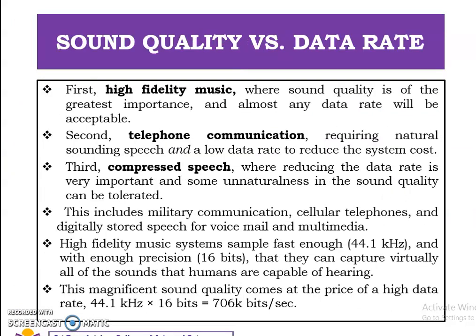Next, the quality of the sound is very important. High fidelity music we already discussed. Then telephonic communication, where some sort of quality is required, and compressed speech, where data reduction is very important, and this includes military communication, cellular telephones, and digitally stored speech for voicemail and multimedia. Normally we all know that for a CD, the sampling rate is 44.1 kilohertz with 16 bits, so you can store about 706 kilobits per second. So when you are processing audio, you must know the hearing ability of the human as well as the quality of the sound.